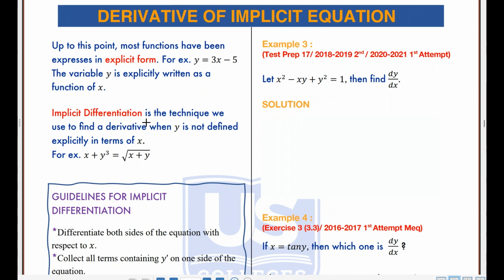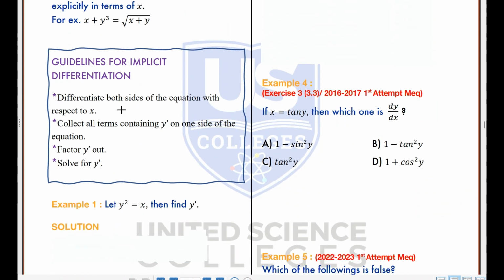When you differentiate terms involving x alone, you can differentiate as usual by using simple differentiation rules. However, when you differentiate terms involving y and x in the equation, if there is an implicit equation, we will apply different techniques. So what are the ways of solving implicit differentiation questions? Let's take a look. Differentiate both sides of the equation with respect to x and collect all terms containing y prime on one side of the equation, factor y prime out, and solve for y prime.